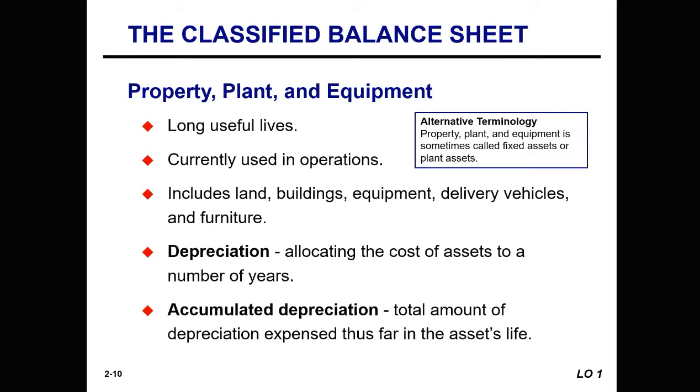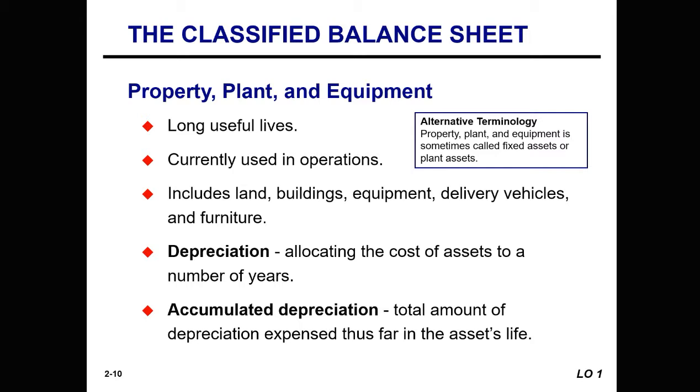Sometimes being called fixed or plant assets can kind of throw you when you're looking at an annual report. Just know that the terms are synonymous. Some examples are land, buildings, machinery, equipment, furniture and fixtures, delivery vehicles, land improvements. Again, these are all things that we will go into greater detail in later chapters.